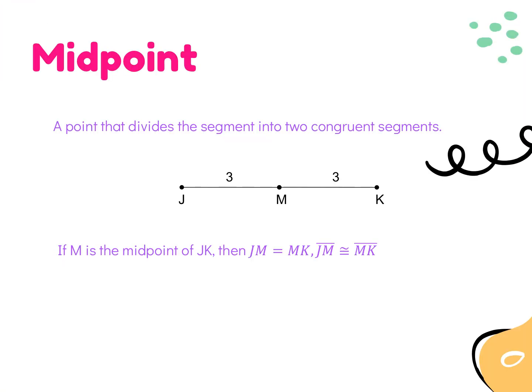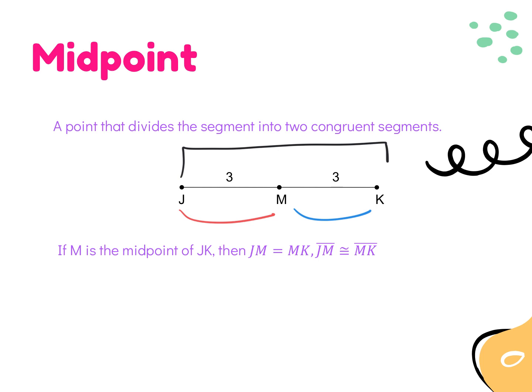So the first thing we're going to talk about is what a midpoint is. A midpoint is a point that divides the segment into two congruent segments. So in this picture, M is the midpoint, and I can tell that it's split this whole segment of JK into two congruent pieces, JM and MK. And I can tell that they're congruent because they both have a measurement of 3.